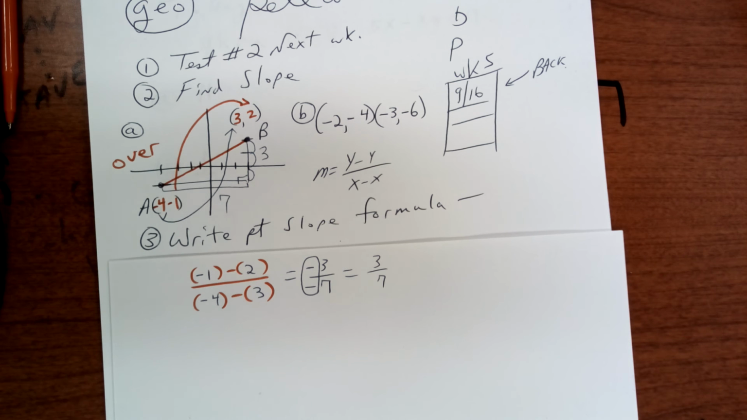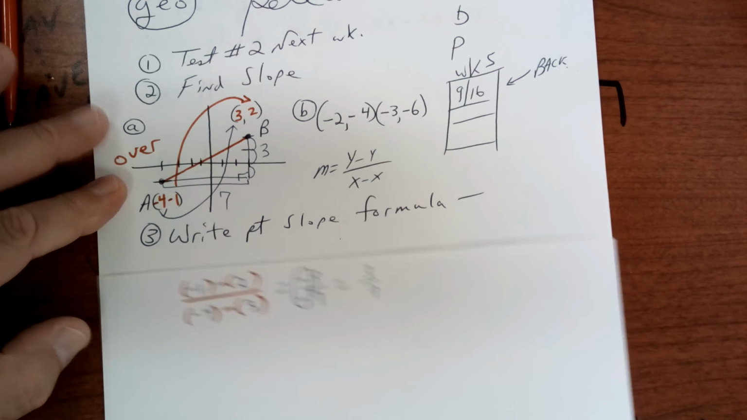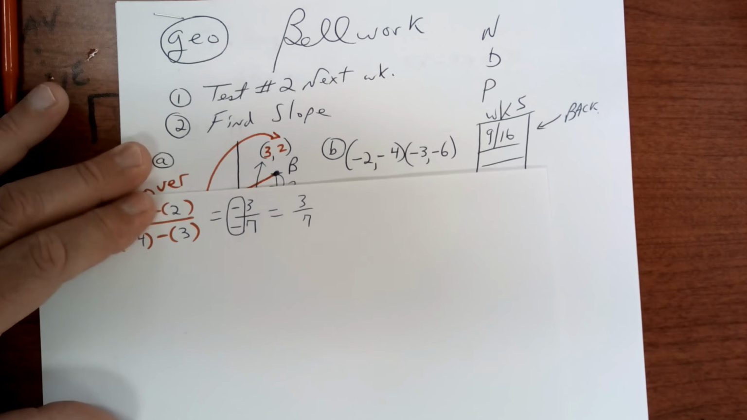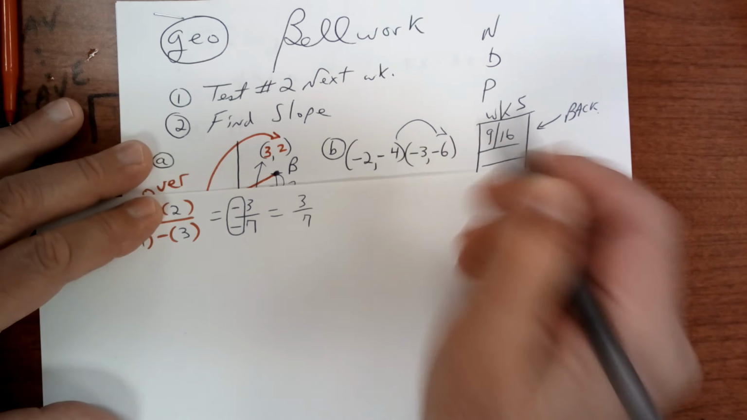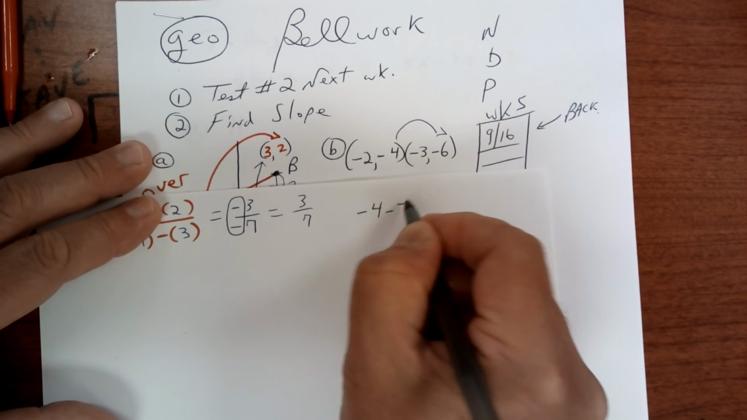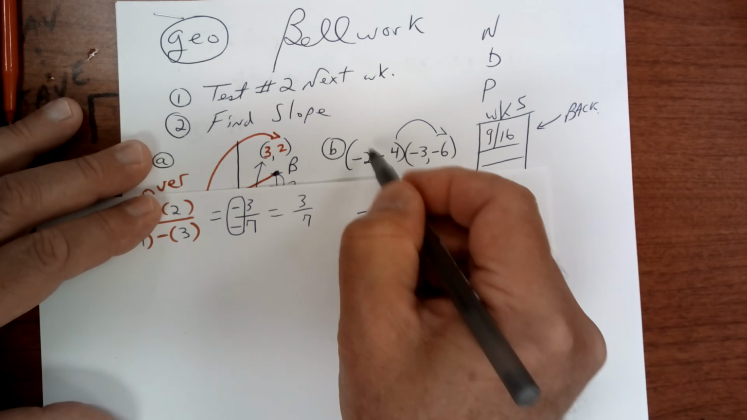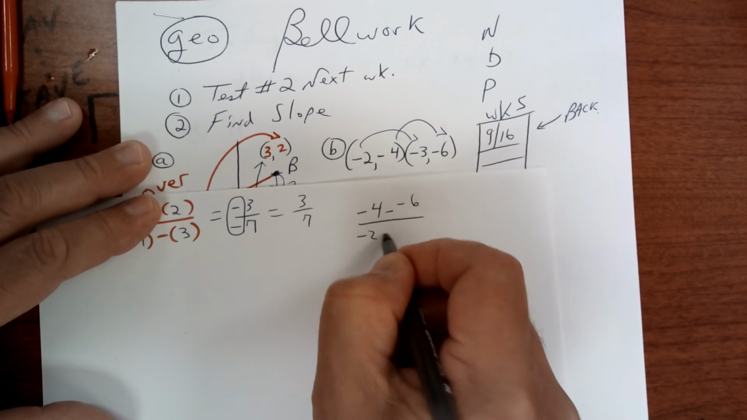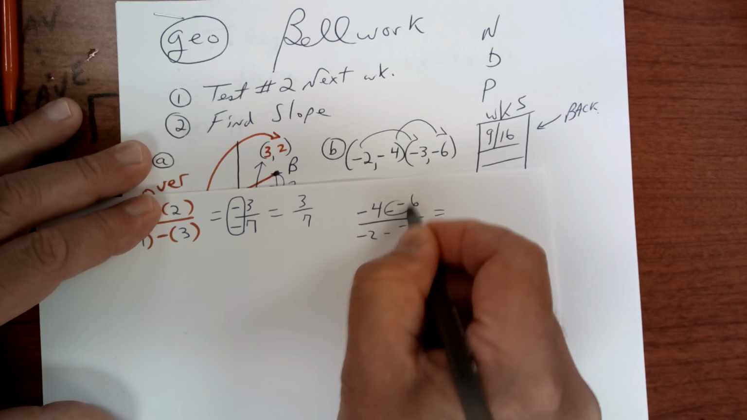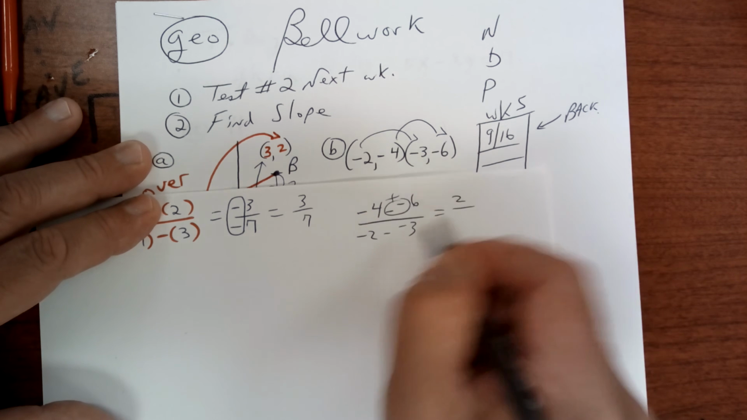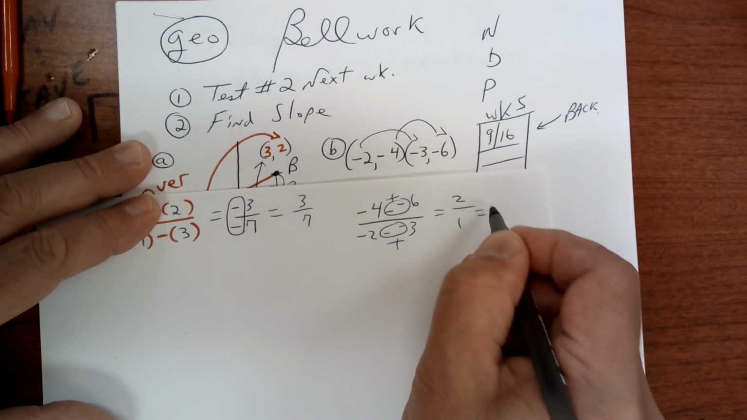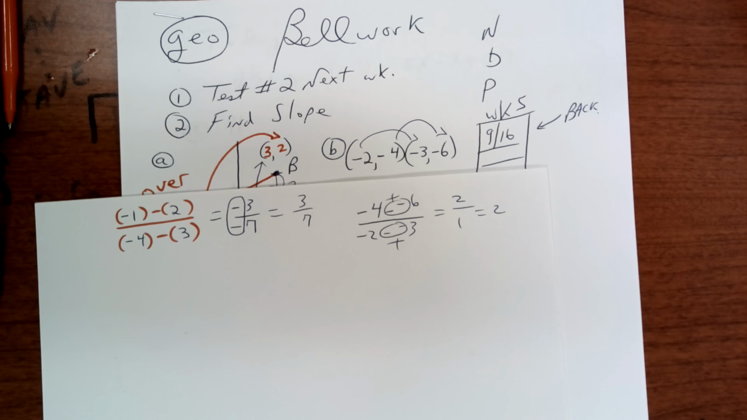Let's try another one. This one right here, B, you're going to do y minus y. So negative 4 minus a negative 6, and then negative 2 minus a negative 3, these become pluses. So that becomes 2 over 1. And there it is, we're done. All right, make sure you can do slope.